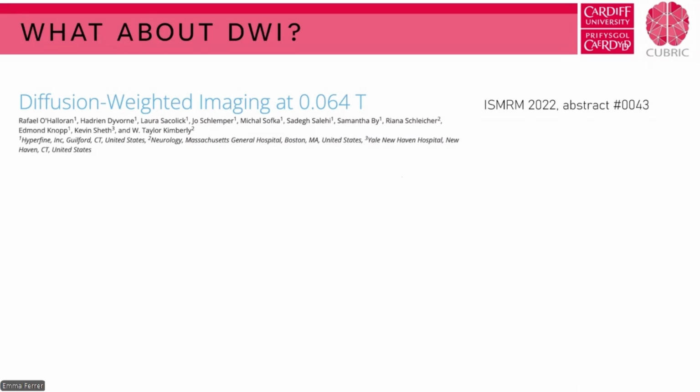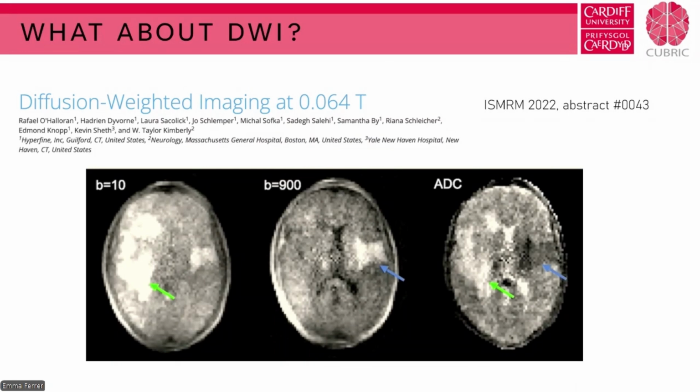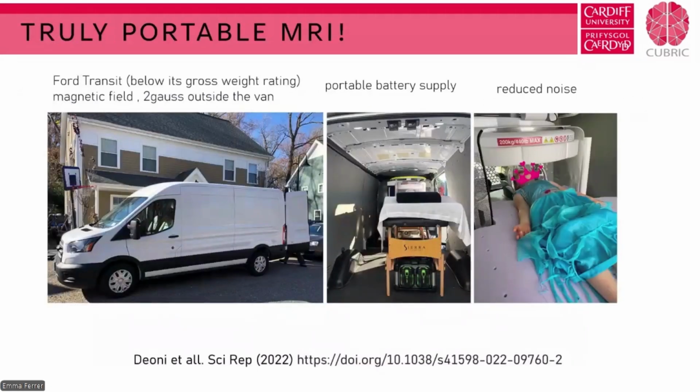And as you can see, the quality of the image is not great. The images are very noisy. The maximum achievable B-value is 900 seconds per millimeter squared. But what they were able to show in this work is that these images are actually clinically relevant, because on the ADC map, you can clearly distinguish the stroke in blue and the hemorrhage in green there. So there's really promise for this type of application.